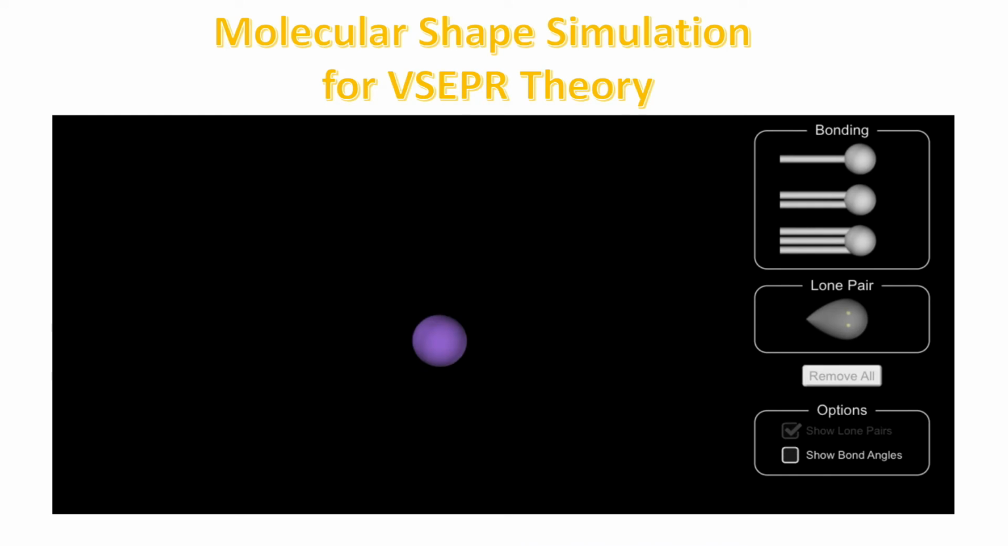Let's learn about the VSEPR theory by using this molecular shape simulation. The purple circle that we can see here is the central atom. Now, let's add one bonding pair electron to the central atom. How about we add another bonding pair electron to the central atom? Well, as you can see, the new bonding pair electron added arranged itself at the very far position from the other bonding pair electron. Why has that happened?